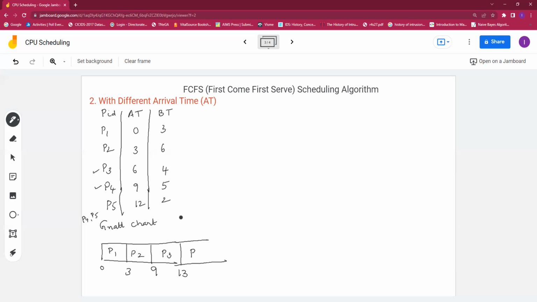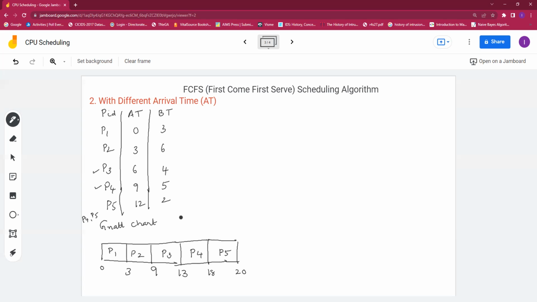The next process to go in is P4. P4 is executing till 5 milliseconds, that means 13 plus 5, the 18th millisecond, and P4 is getting over. Finally, P5 will come. It is executing for 2 milliseconds, that means 18 plus 2, it is 20 milliseconds. Okay, so now the Gantt chart is ready.